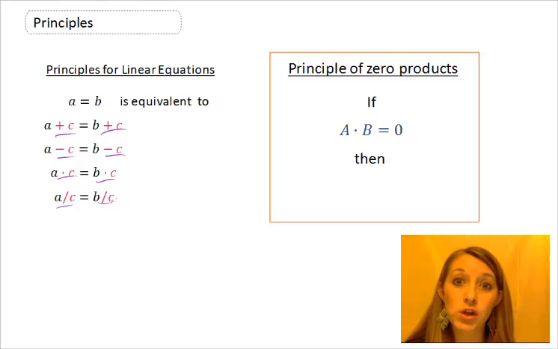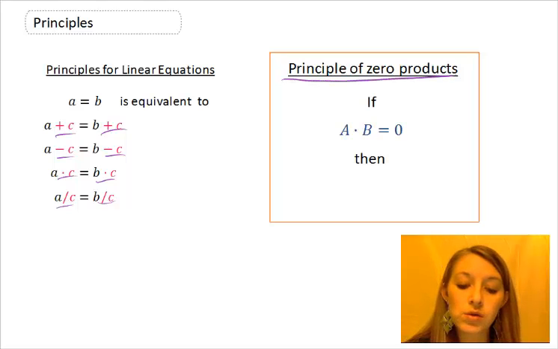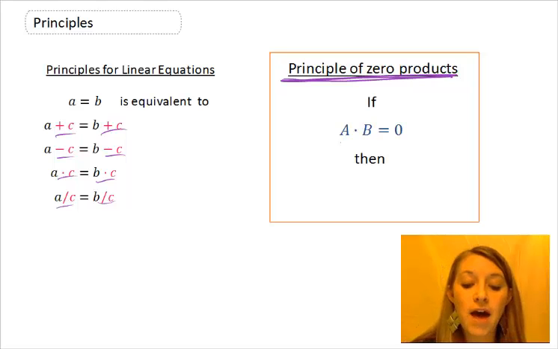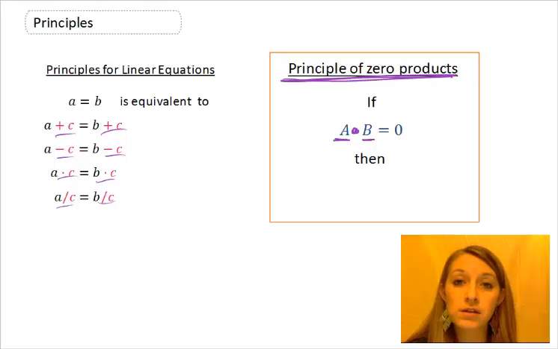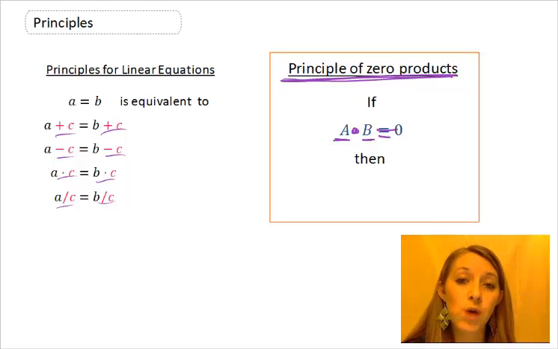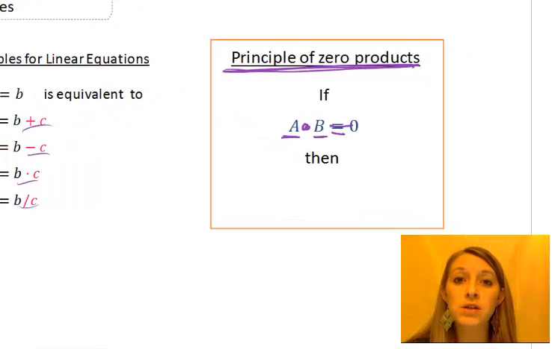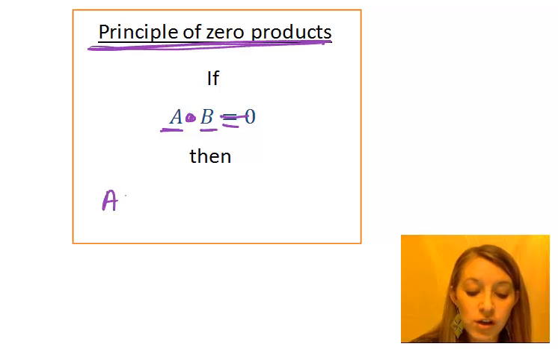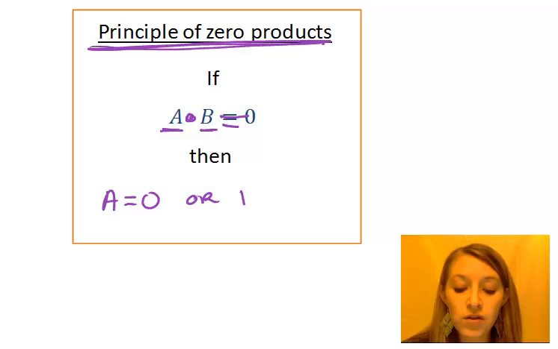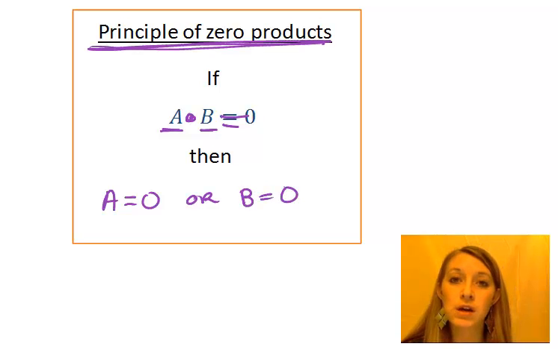Now when we're solving quadratic equations, we need to use this new principle called the principle of zero products. It says if you have something times something else, and if that is equal to 0, then the only way that this equation will work out to be true is if your first piece is equal to 0 or if your second piece is equal to 0.